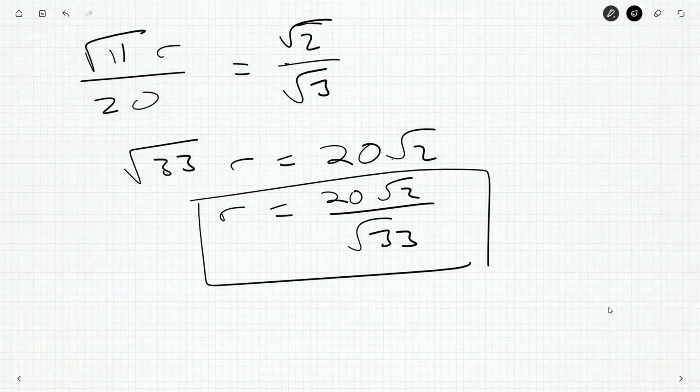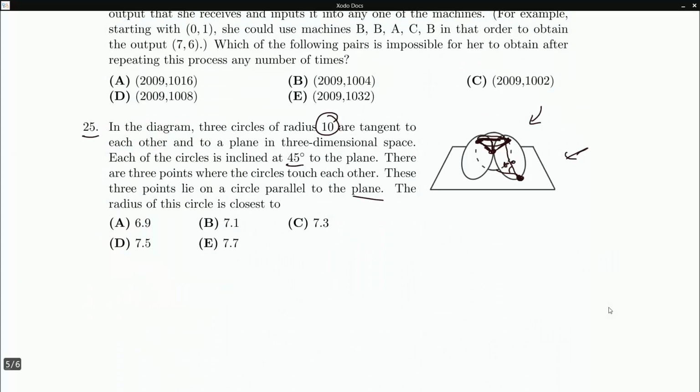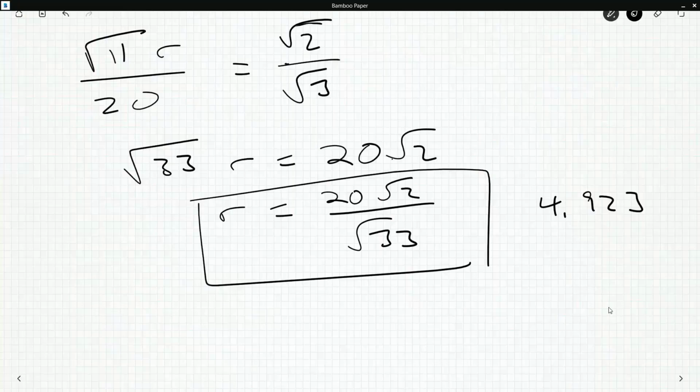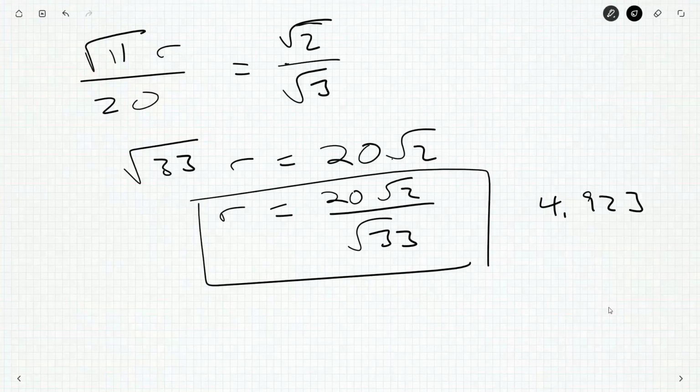Let's get out our calculators at long last. 20 times square root 2 divided by the square root of 33. And I get 4.923. I thought most of the answers were around the 7s. They were all in the 7s. Okay. So have I jumped the gun? Did I have some similar triangles where I shouldn't?